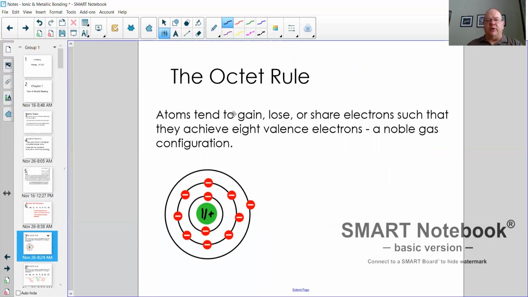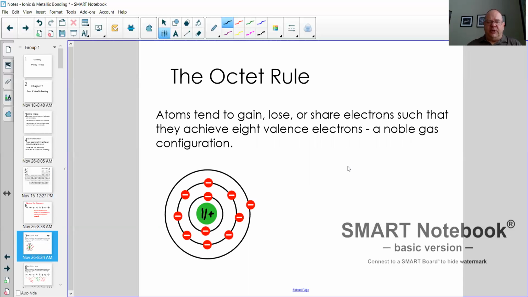All right, so this is a statement called the octet rule. And you'll want to file this one away. Definitely it goes in your notes. Atoms tend to gain, lose, or share electrons such that they achieve 8 valence electrons. Oct means 8. Oct is a prefix for 8. That 8 valence electrons is a noble gas configuration.